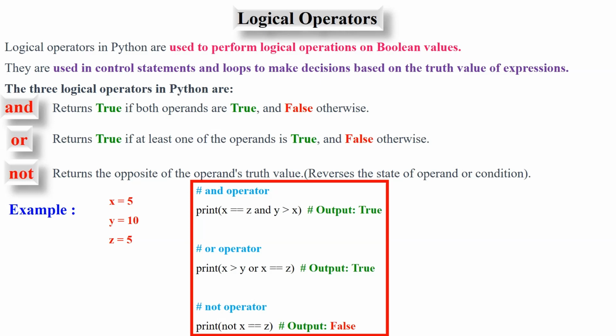In the third print statement, it evaluates the expression not x equal to z. The NOT operator is a logical negation operator. It reverses the truth value of an expression. If the expression is true, NOT makes it false. If the expression is false, NOT makes it true. In this case, the expression x equal to z evaluates to true because x and z both have a value of 5. The NOT operator then negates the truth value of x equal to z. Since x equal to z is true, not x equal to z evaluates to false. Therefore, when you print the result, the output will be false.